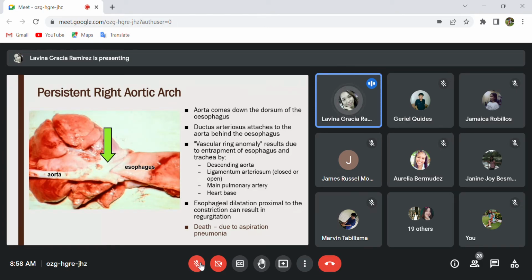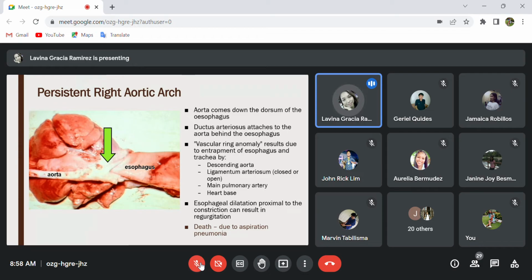However, because of the presence of the right arch, there will be vascular ring entrapment of the esophagus and trachea. These are the locations where you can see this anomaly: the descending aorta, the ligamentum arteriosum, the main pulmonary artery, and the heart base. This is the composition of the vascular ring anomaly. The esophageal dilatation proximal to the constriction results in regurgitation, and the manifestation of that regurgitation is vomiting.